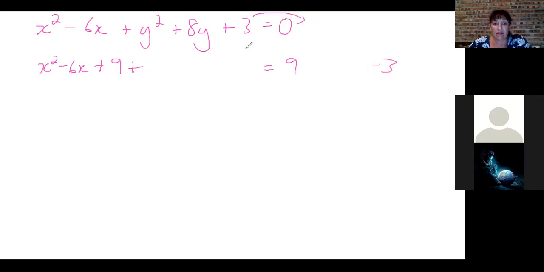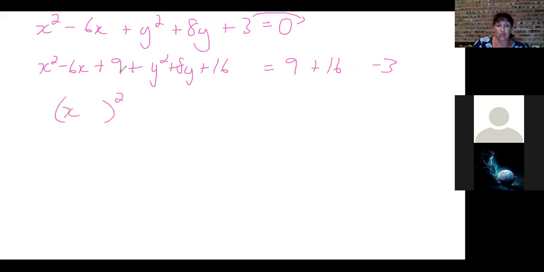Then, these two terms, I need to add something. What do I add? Half of 8, 4, squared is 16. If I add it to one side, I add it to the other. All right, so it's half of 8 is 4. 4 squared is 16. Now those two terms will be bracket squared.